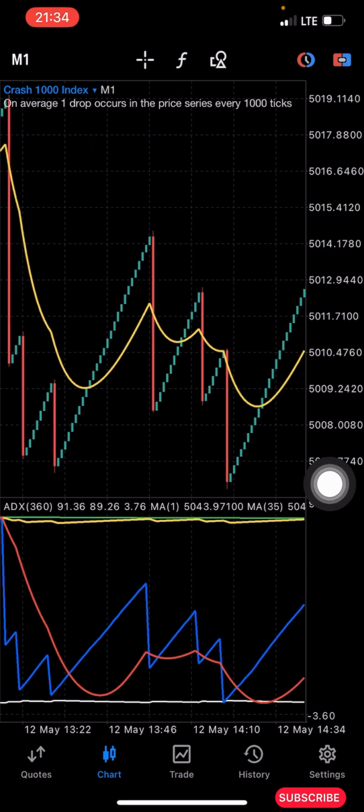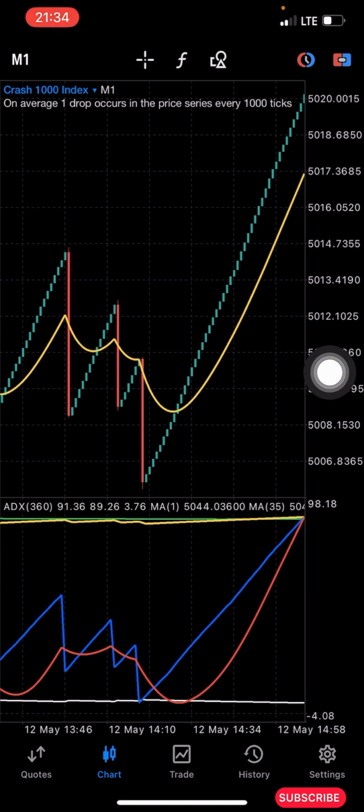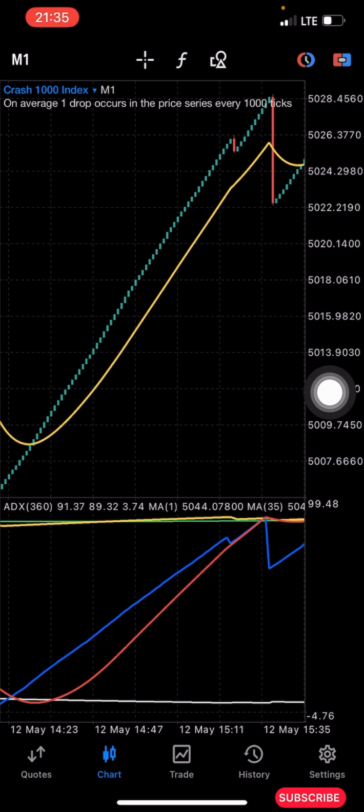So this blue line and the red line will go up again. Once you see that it touches this area, the overbought level, the yellow and the green level, then you wait for a spike to occur. As you can see, it's touching, but there's no spike, so you wait for a spike to occur.